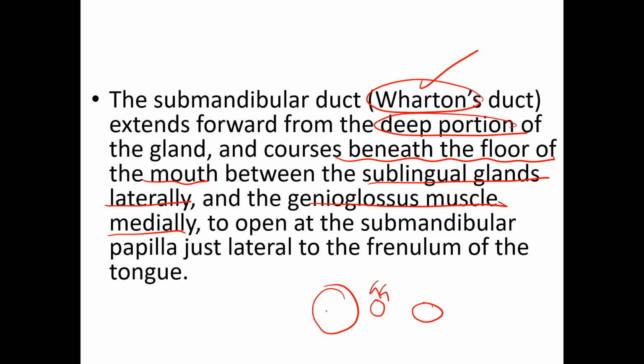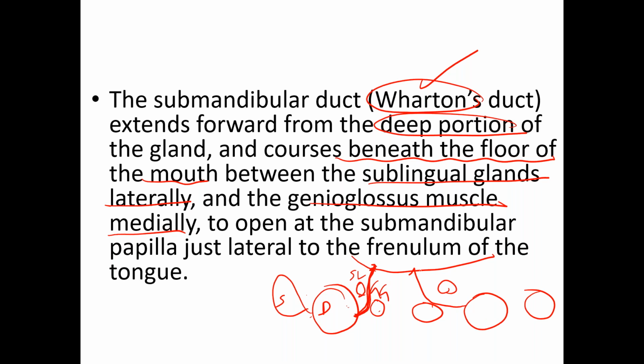It extends from the deep portion of the gland. So this is the deep portion of the gland, and this is the superficial portion of the gland. Deep portion of the gland between the sublingual glands laterally and the genioglossus muscle. So if you take sublingual glands here and here, this is the genioglossus and this is the sublingual glands. The duct passes in between these two like this, to open at the submandibular papilla, on the floor of the mouth, wherein it opens. So this is the superficial lobe of the submandibular gland, this is the deep lobe, and the duct passes like this to open at this particular part. Once again, other side, superficial lobe and the deep lobe, and it is going up like this.